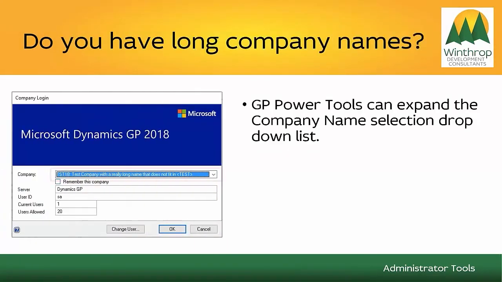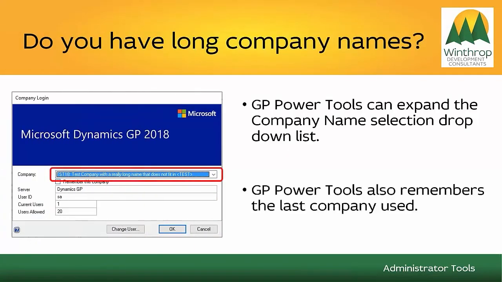If you've got any companies with long names, you've probably found that you can't read the entire name on the drop-down list on the company switch window or company login window. PowerTools, one checkbox, and we'll extend that out for you so that you can read your long company names.